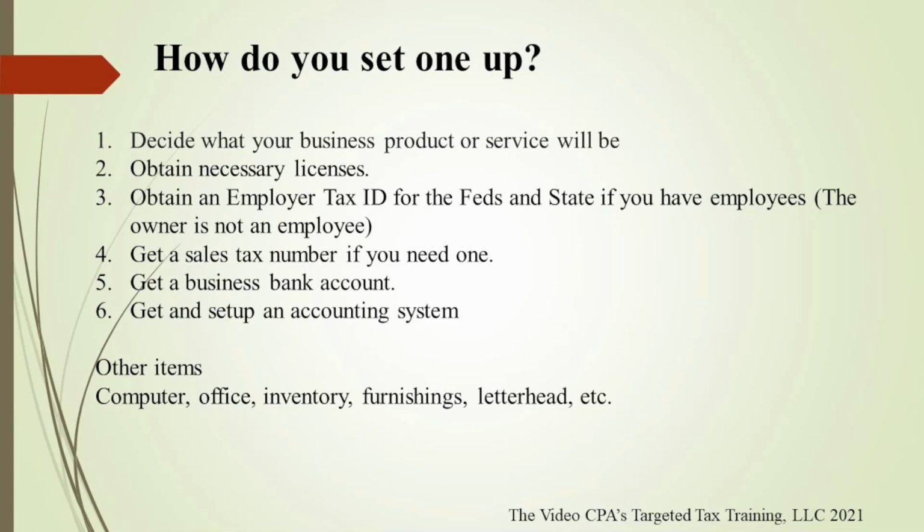Other items that you might need, certainly, if you've got a business location, you might need an office location. You need computers. You need inventory if you're selling inventory. You need furnishings, letterhead, signage, maybe business cards, things like that. But those things you need with any business, especially if you're not working out of your home and if you've got a separate office. But just getting a sole proprietorship off the ground would be those first 6 things that you need to look at, and that's your minimum, and those things can be done pretty quickly.